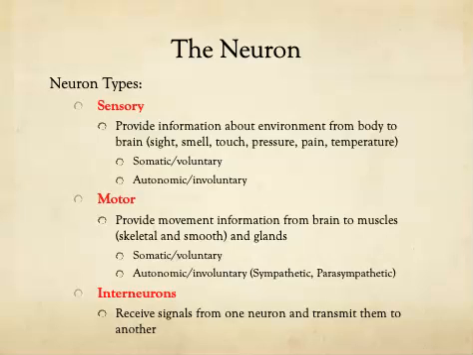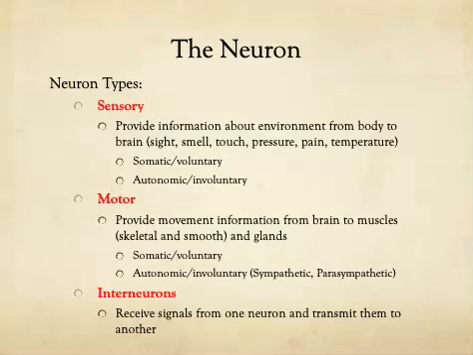Now, the last on the list is the interneuron. What the interneuron does is connect one neuron to another neuron. So an interneuron is receiving information from one neuron and passing it along to another neuron, sort of filling in the gaps in the pathways, both towards the central nervous system and then back away from the central nervous system.